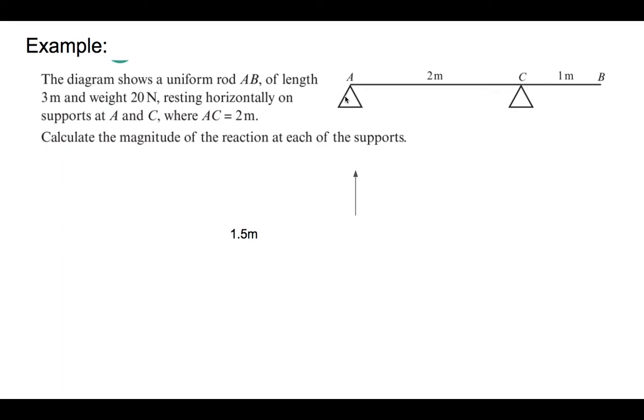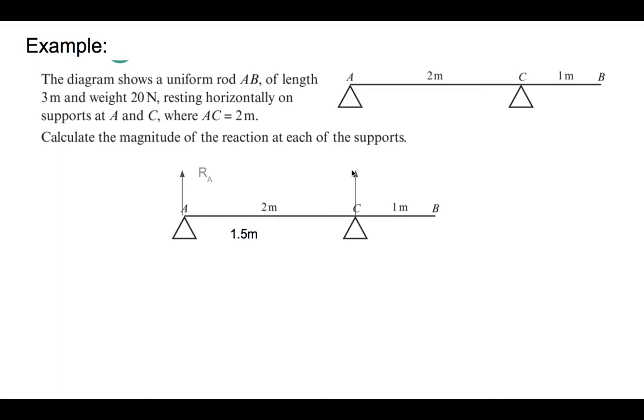So it wants us to calculate the reaction at each of the supports. So there's a different reaction at each of the supports. If we start labeling now our directions and our forces that we have acting on this uniform rod, this is what we're going to get. So that's the uniform rod. We've got the reaction force at C, and we've also got the reaction force at A.